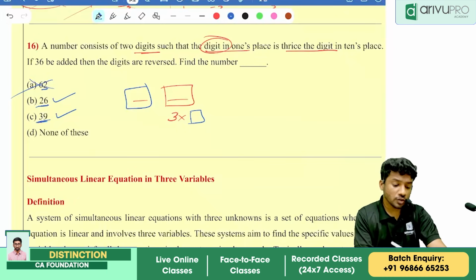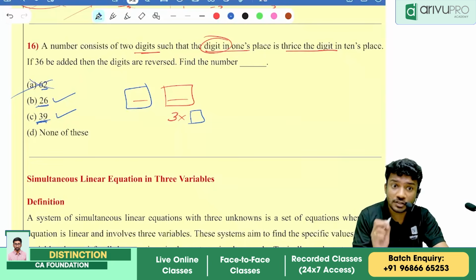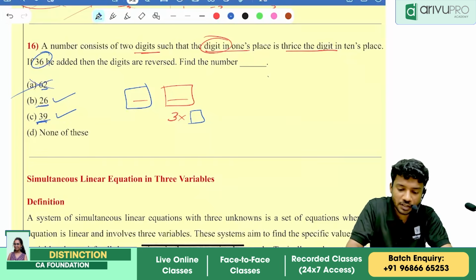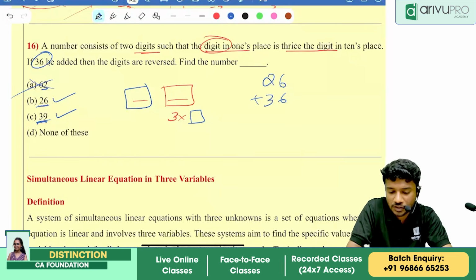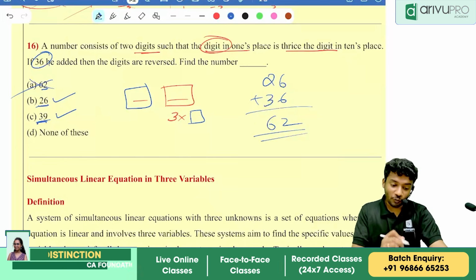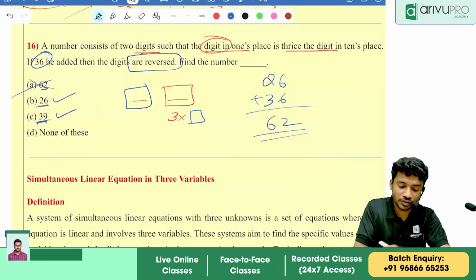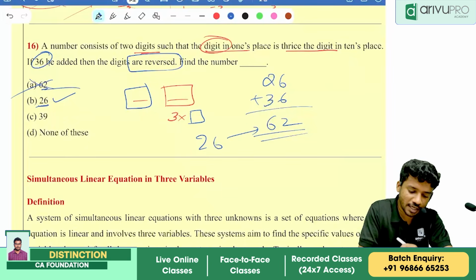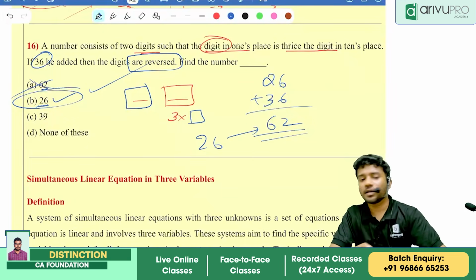6 is what? 3 times of 2, right? 9 is what? 3 times of 3. That is correct. Now, what is happening? 26 plus 36, how much is it? 62. What are they telling? The digits are reversed. Yes, 26 became 62. So which option is the answer? Option B is the answer.